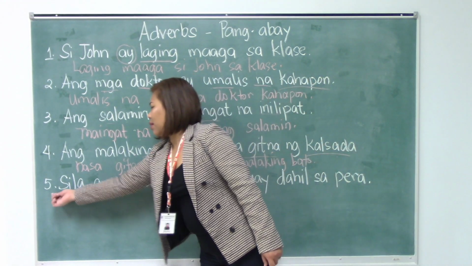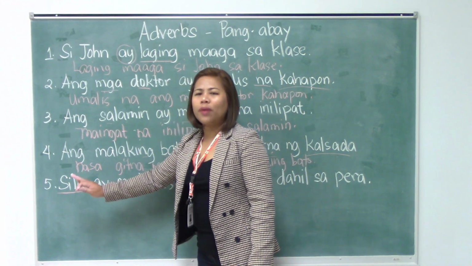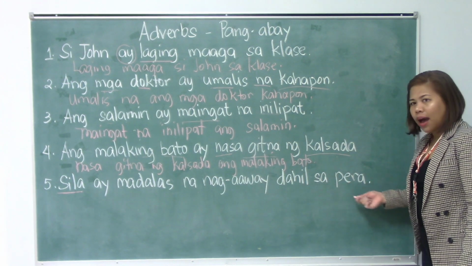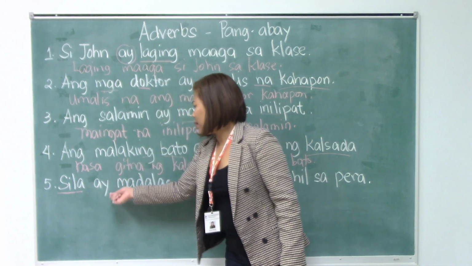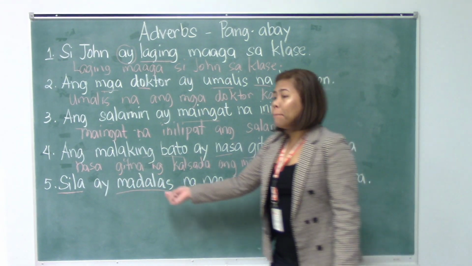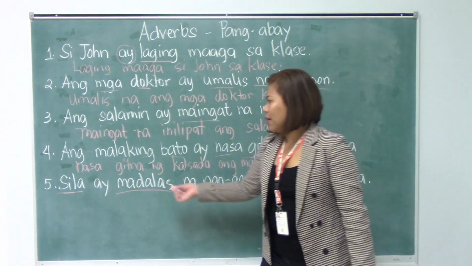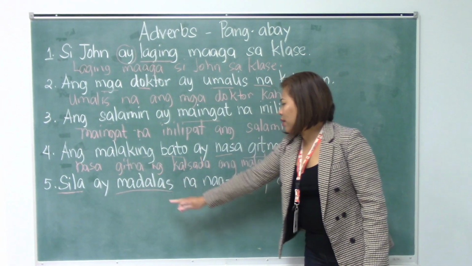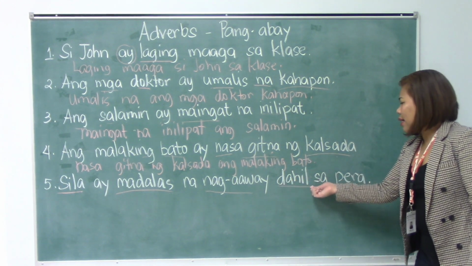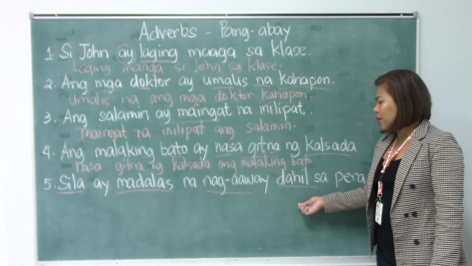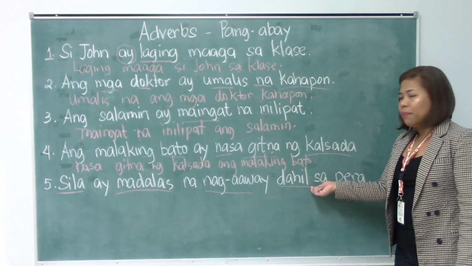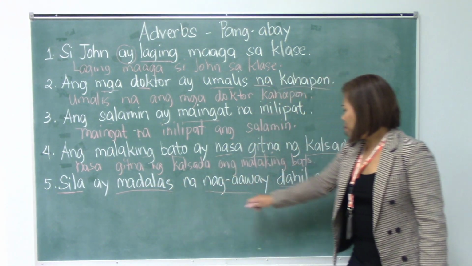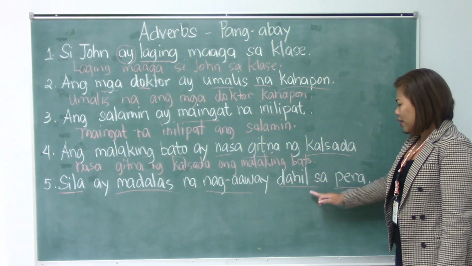Last one. Sila is a pronoun. Sila means they. I already discussed this one in the previous lesson. So, sila ay madalas na nag-aaway dahil sa pera. Our adverb of frequency is madalas, frequently. They frequently. Nag-aaway means to fight. So, they frequently fight. Dahil sa means because of, which I included in my lesson about the conjunction. Pera means money. So they often or frequently fight because of money.